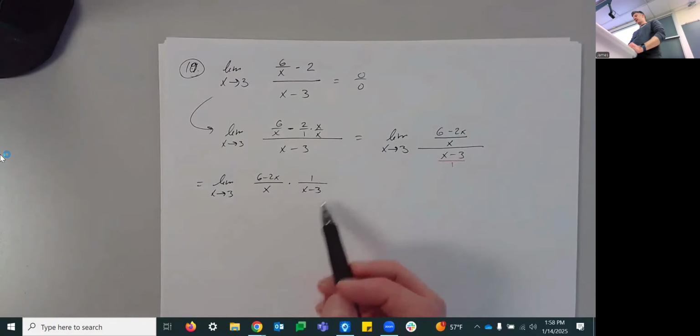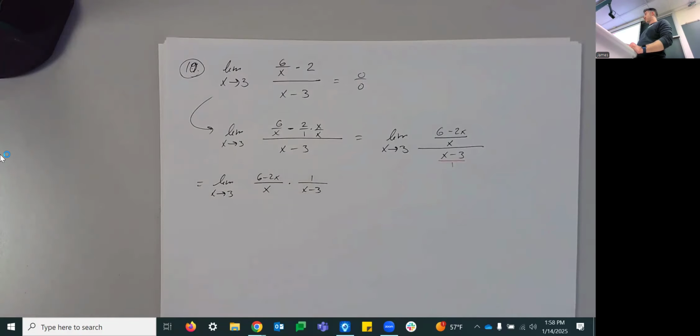Sometimes people accidentally get funky in their heads and write it as times x minus 3 instead of times 1 over x minus 3. So be extra careful there.